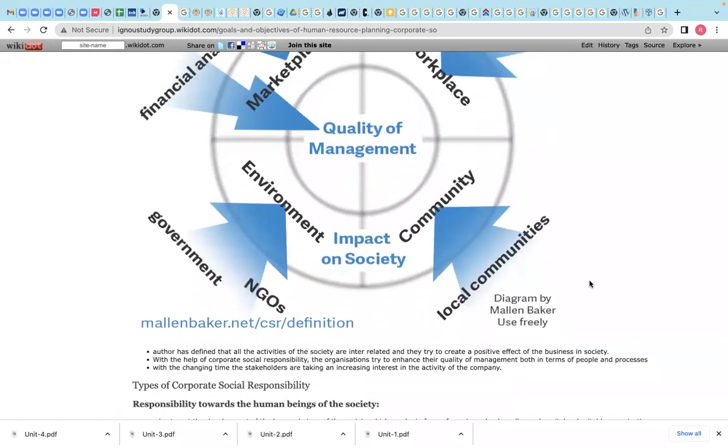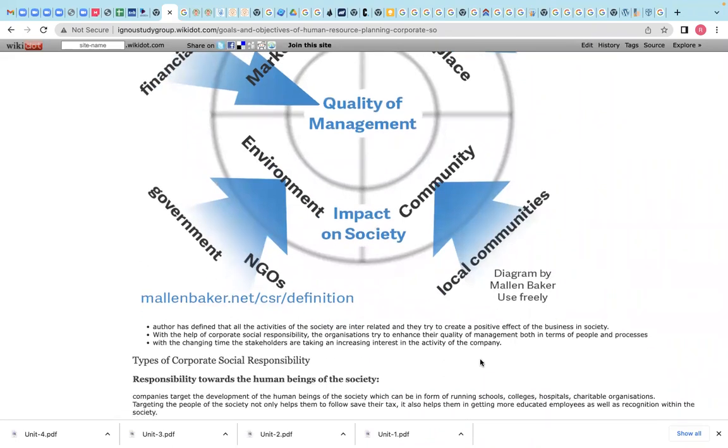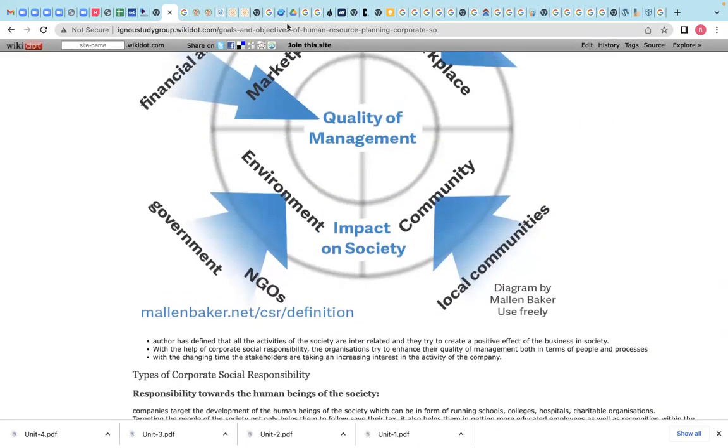Okay, so the points that you need to remember from the Mellon Becker point of view, you don't have to remember the entire complex diagram. It is all about the quality of management, which is going to bring up the overall positive effect in the society. Okay, and all the processes which are happening in and around, whether it is related to financial, government, NGOs or local communities, everything contributes and improves this overall quality of management of both people and processes. So those are the key points that you need to remember for this.